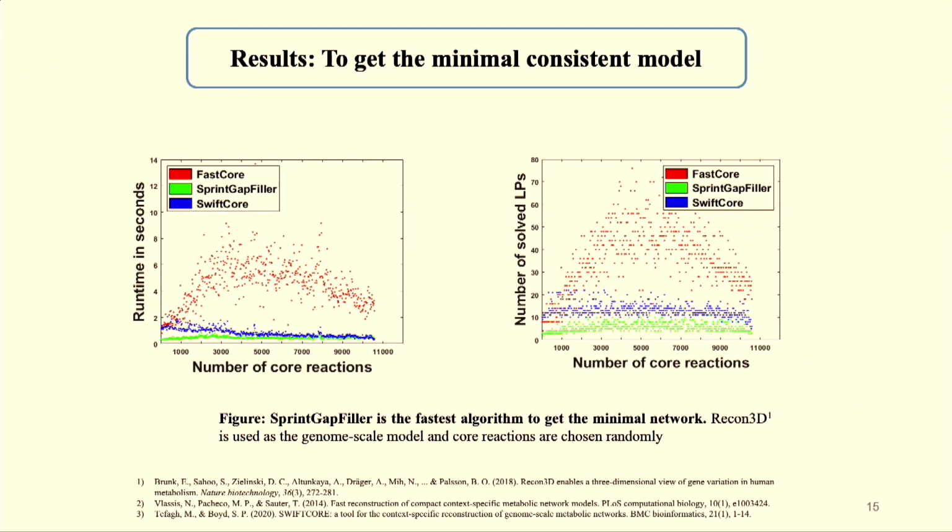And there is a disadvantage in SwiftCore: it can't handle positive lower bounds. So SprintGapFiller, which can handle both positive lower bounds and other reversible constraints, is faster compared to FastCore, which can handle both the positive lower bounds and other bounds. And similarly, in terms of the number of LPs used, SprintGapFiller uses fewer LPs than the other two approaches.